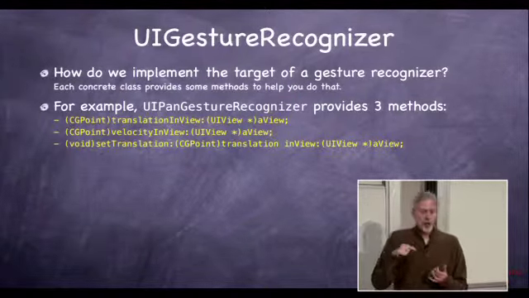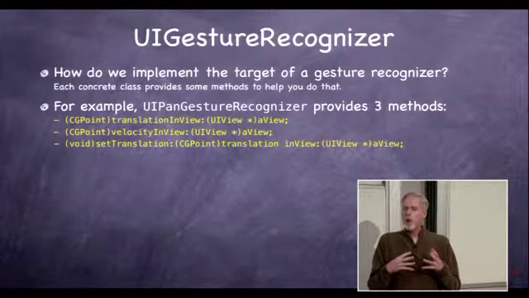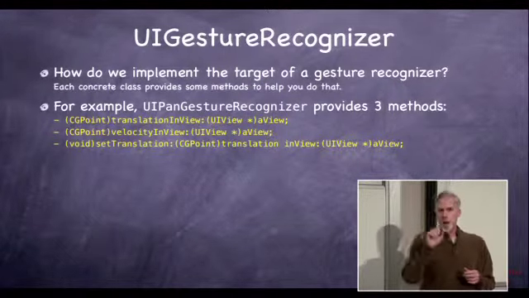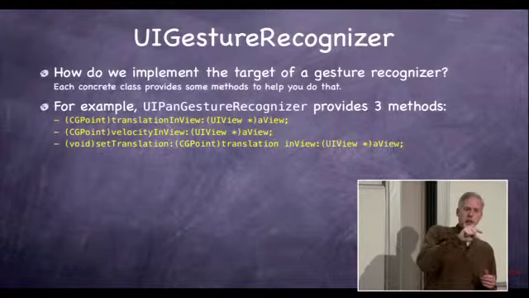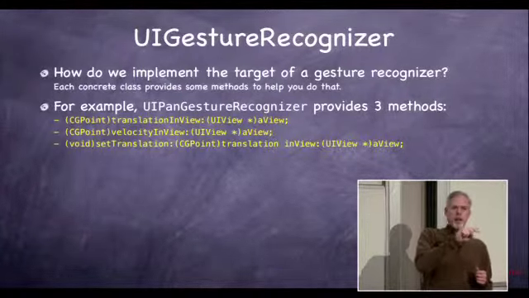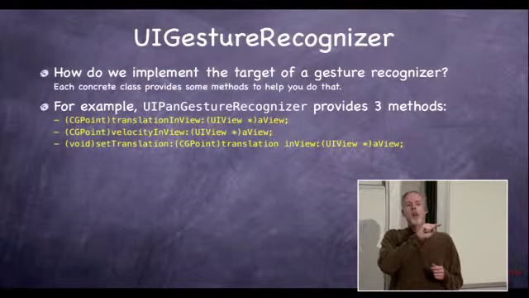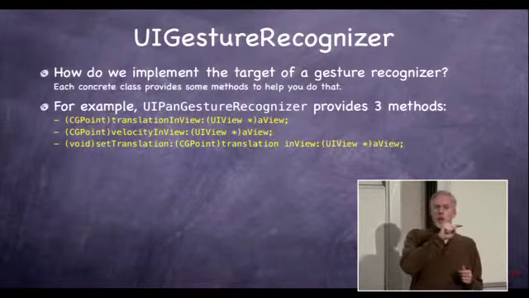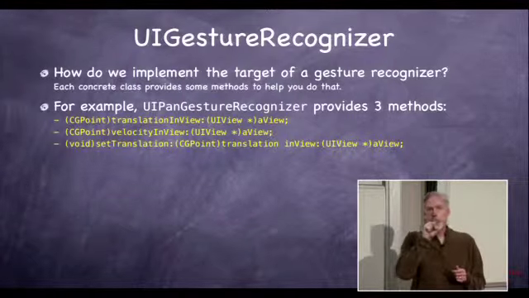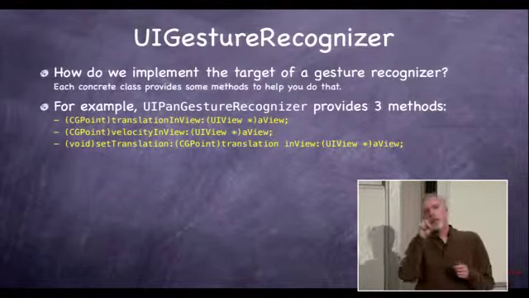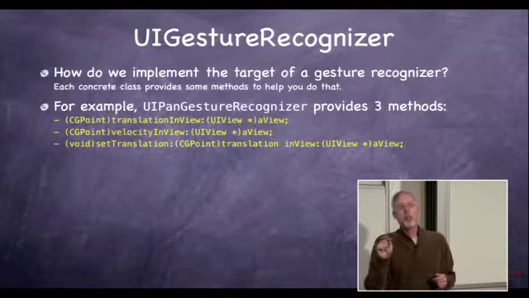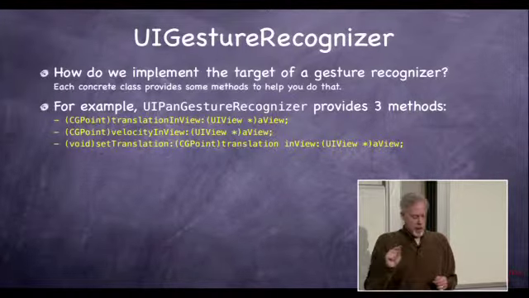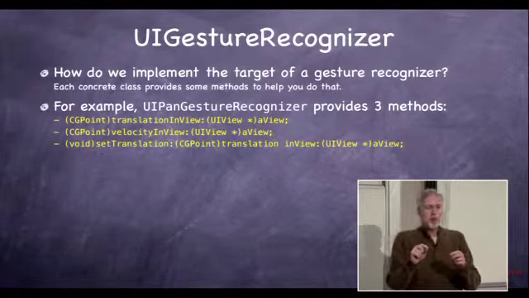Okay? The first method is translation in view, which will give you a point that tells you the distance of the pan from the last point that was set in the gesture. Okay? And it starts out with, wherever the touch first went down, that's the start. And as it moves, it'll tell you the distance from that point, but it's also possible to reset that start point. And then it'll tell you incremental distance as it moves around. Okay? Velocity in view tells you how fast that finger's moving. That's instantaneous velocity, right? And that's in points moved per second.